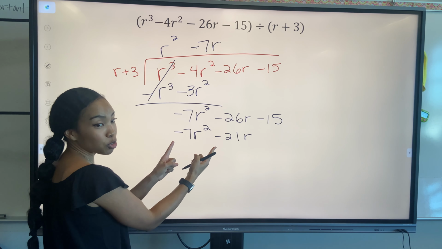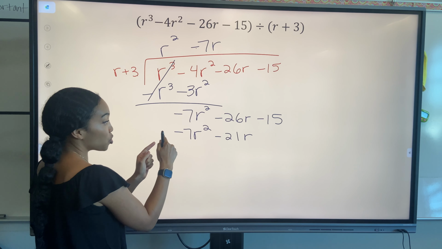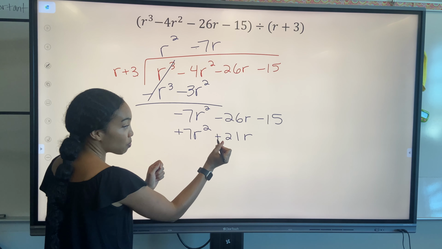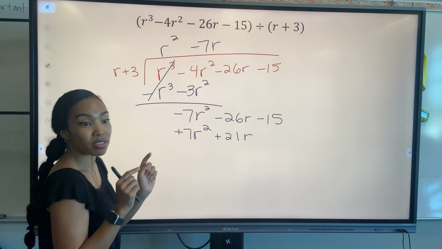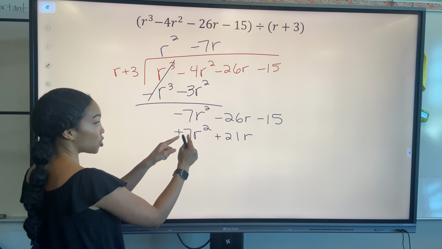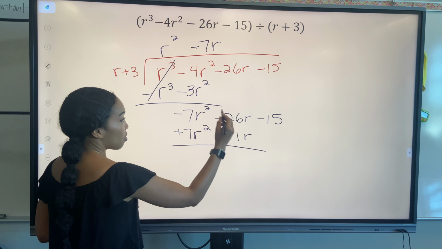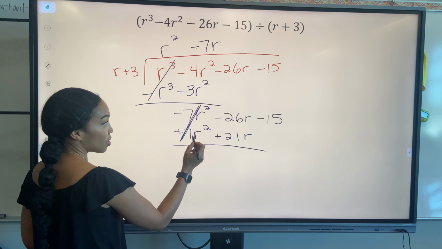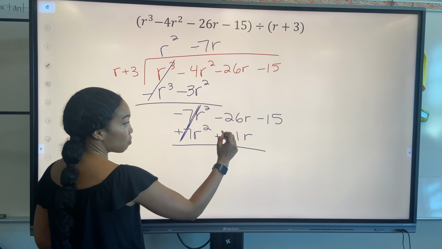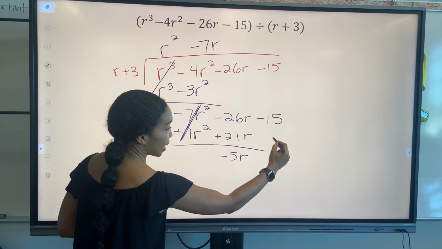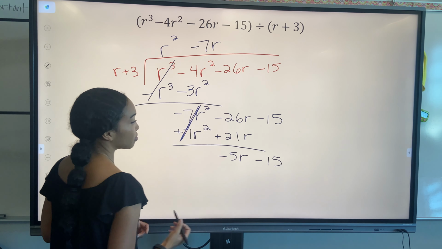From here, don't we subtract? Yes. If you subtract a negative, it becomes positive. From here on out, I'm just going to call this step change the sign. Okay? You change the sign. Those cancel out. -7 plus 7 is just 0. -26R plus 21R is -5R. Bring down the next thing.